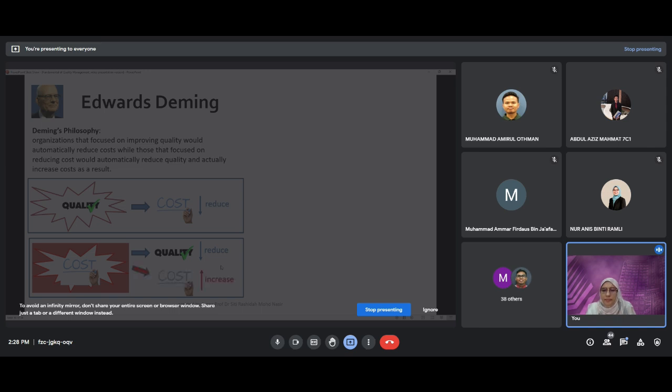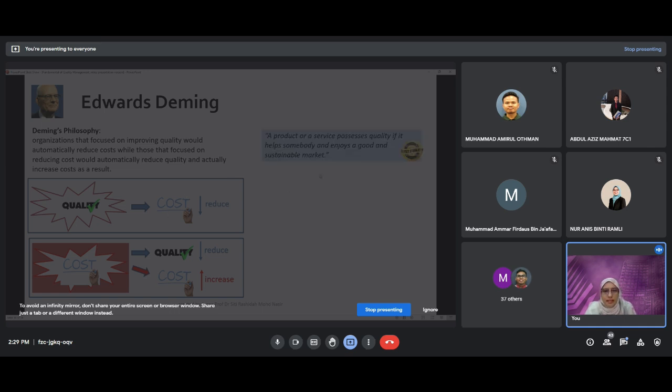And at the same time, because of the reduction of quality, the cost will increase, because the organization or the manufacturer has to redo, rebuild, and rework the product. So therefore, the cost will increase. So this is what Deming's philosophy is all about.